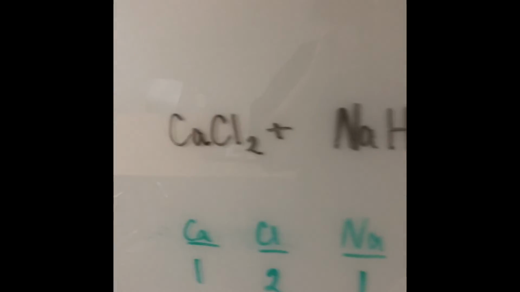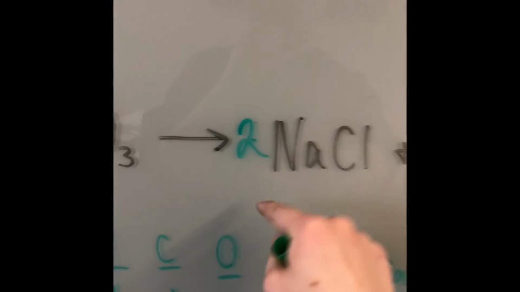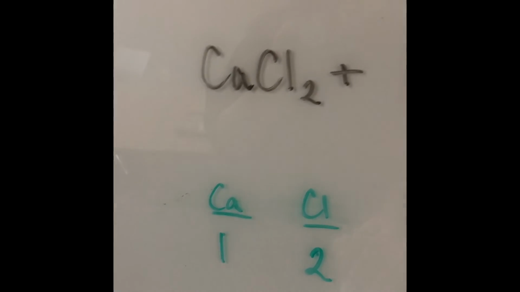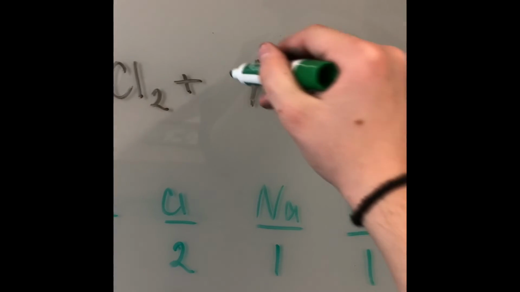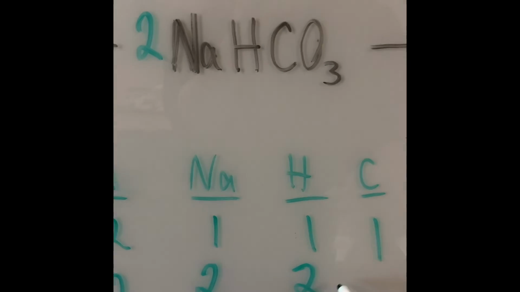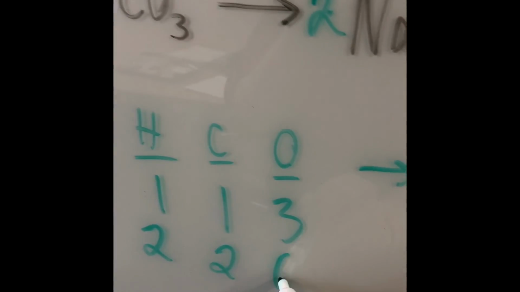Let's start with this chlorine. We have 2 chlorine over here, 1 over here. So we're gonna add a coefficient of 2, which means now we have 2 chlorine and 2 sodium. Now over here, that's good, we still have 2 chlorine. And now we want to have 2 sodium, so let's add a 2. Now we have 2 sodiums, and that changes the number of hydrogens. Now we have 2 hydrogens, 2 carbons, and 6 oxygens.